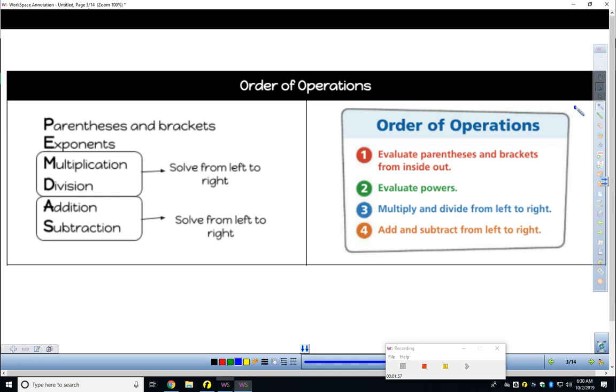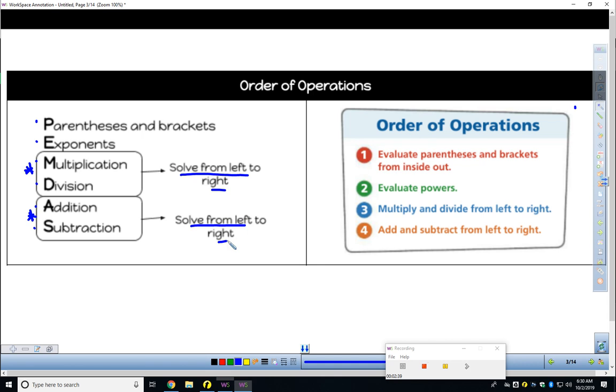And so it's written in 2 ways in your notes and in your workbooks. The left side kind of lists out the acronym, right? Please excuse my dear Aunt Sally. You group numbers first, then you evaluate exponents. A reminder that multiplication and division you solve from left to right, whichever one comes first. That's often a little bit confusing for students. And then addition and subtraction, the same way, you solve from left to right.